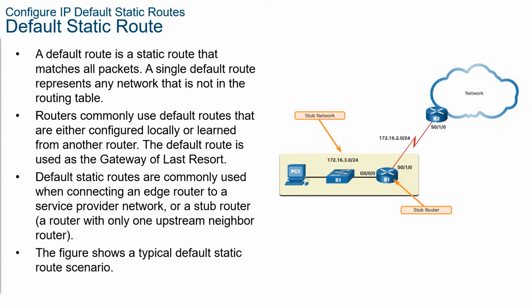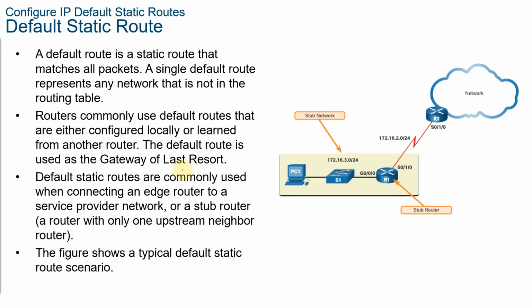A default route is a static route that matches all packets. So instead of routers storing routes for all the networks in the internet, they can store a single default route to represent any network that is not in the routing table. Take note that the default behavior of a router when it encounters a packet not in the routing table is to drop the packet. Now, if you don't want that because you want these packets to be forwarded to a certain destination, then we have to use a default route, which is also known as the gateway of last resort.